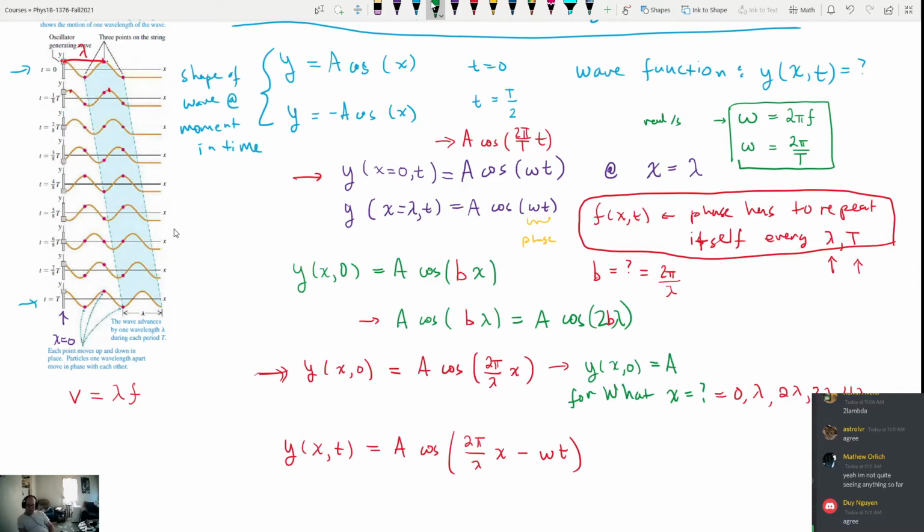Okay, so I'll tell you what the book says, and you can tell me if this makes any sense to you.